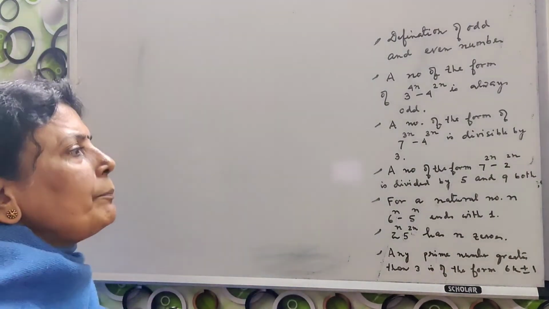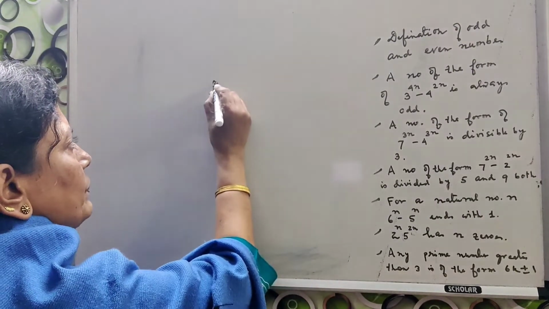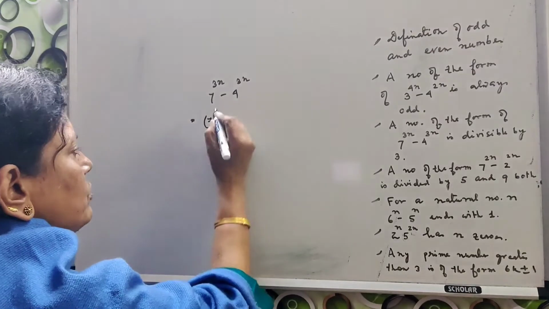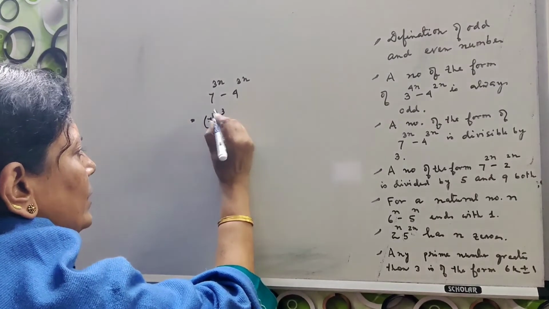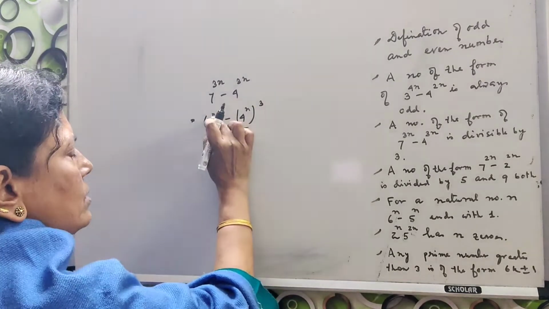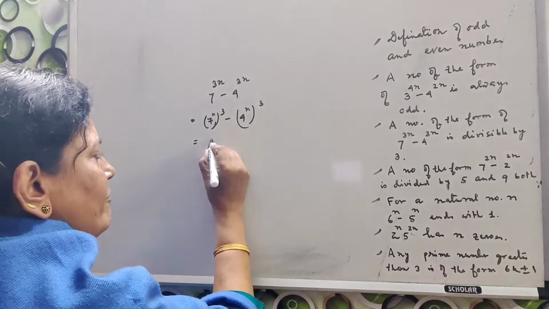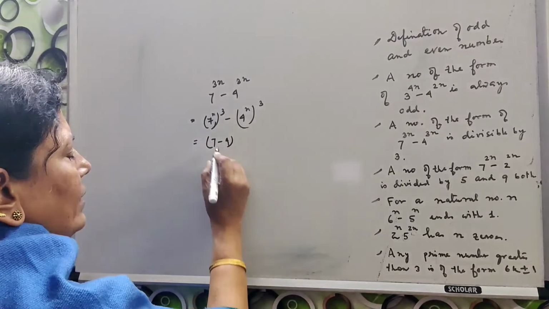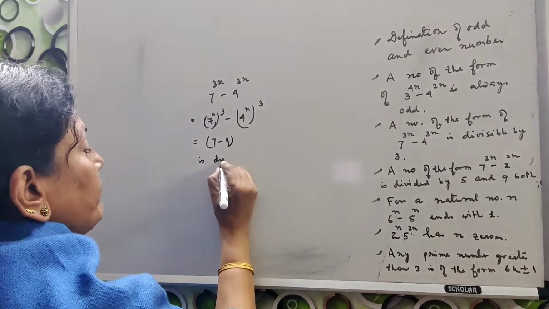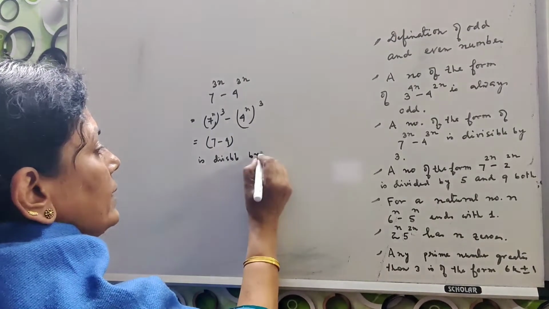Now a number of the form 7 to the power 3n minus 4 to the power 3n. We can write 7 to the power 3n minus 4 to the power 3n in the form of 7 to the power n whole to the power 3 minus 4 to the power n whole to the power 3. So it is of the form a cube minus b cube. So it must have 7 minus 4 as a factor. 7 minus 4 is 3. So this number is divisible by 3, we can say. So for any bigger number, you can use this theorem: divisible by 3.